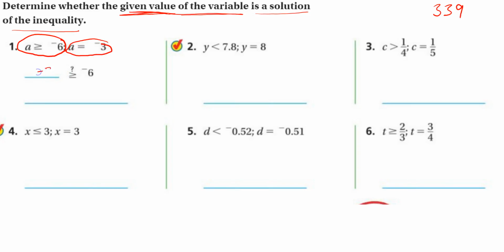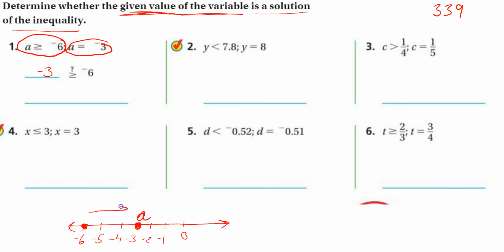So if I plug in -3 here, is -3 greater than or equal to -6? Well, let's refresh our memories. If we have a number line, let's say I have 0 here, -1, -2, -3, -4, -5, -6. If A is -3, and it has to be greater than or equal to -6.